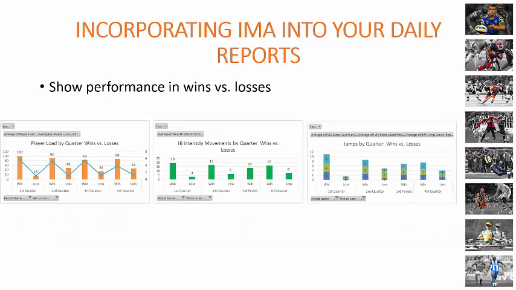Taking IMA a step further into actual performance in wins versus losses. These three graphs show player load, high intensity movements by quarter of wins versus losses, and then jumps by quarter of wins versus losses. Interestingly enough, the player load per minute, the high intensity movements, and the high jumps are actually higher when this team wins versus when they lose. So this is just a great example to tie Catapult data to true performance.